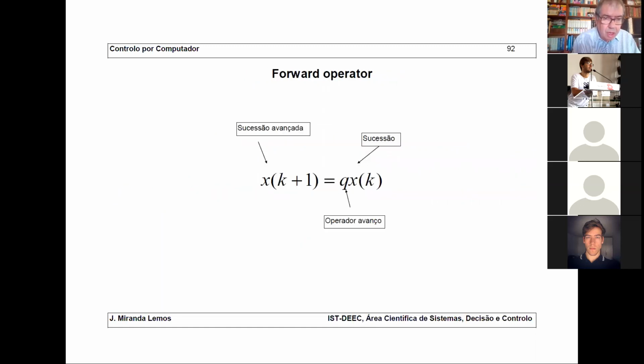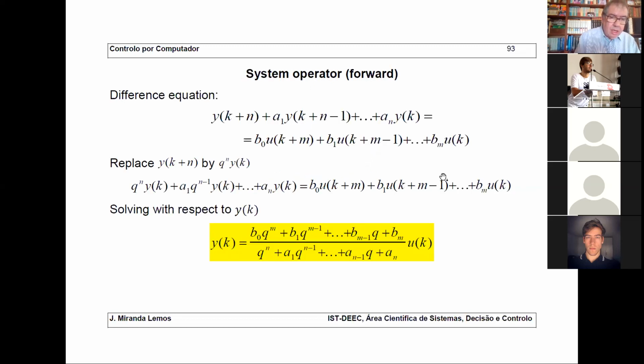Now, I have already spoken about the forward shift operator. I call it Q. So think of this as an operator, not as a variable. And what does this operator do? It picks up your sequence x of k and generates a different sequence which is advanced by 1 unit. So that's why we call it the forward shift operator. Now, suppose that you take again the difference equation of general order n.